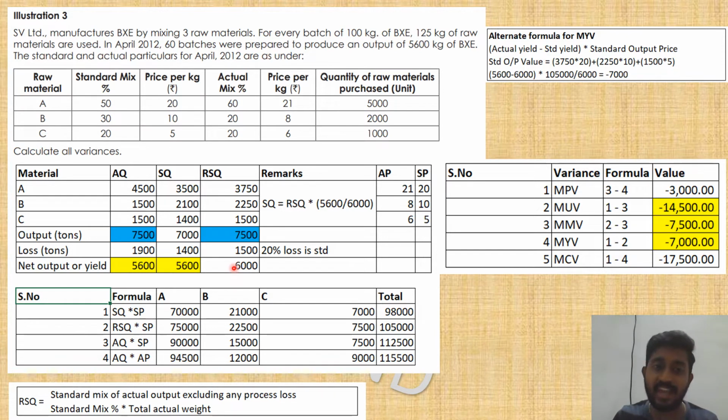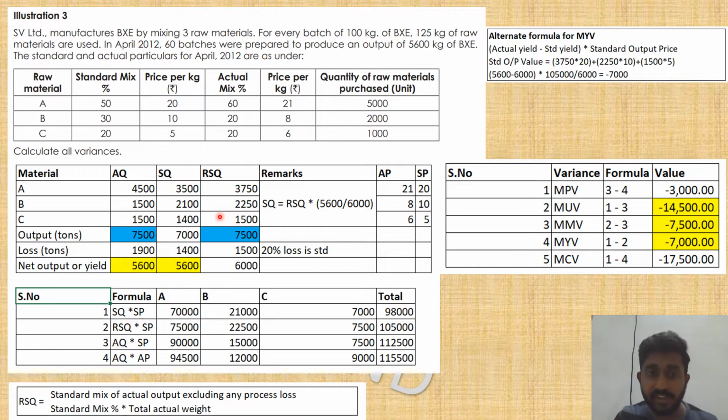So 6,000 we have already come across, because 60 batches into 100 kg, 6,000 is the net output, which comes after 1,500 loss, and now we have found 7,500. 7,500 is the actual output. Now we will apply the mix. The standard mix is 50%, 30%, 20%. Now you can apply the 50%, 30% and 20% on 7,500 to find the revised standard quantity of A, B and C. Now the revised standard quantity is completed.